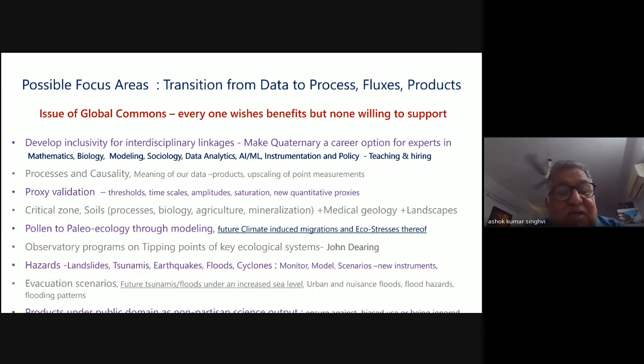I think these should be integrated into one program where the critical zone, which is essentially the half a kilometer or a kilometer of the subsoil, through to soils and medical geology, should be integrated because it involves health.